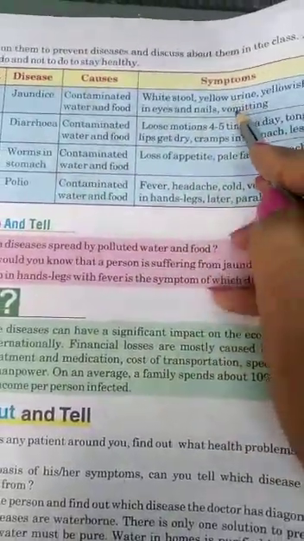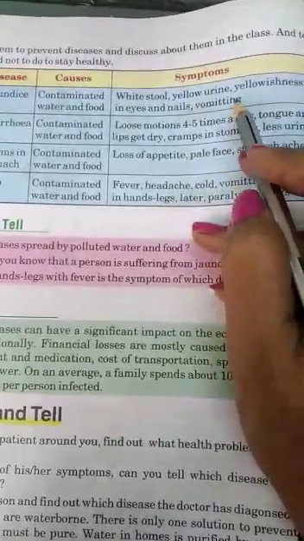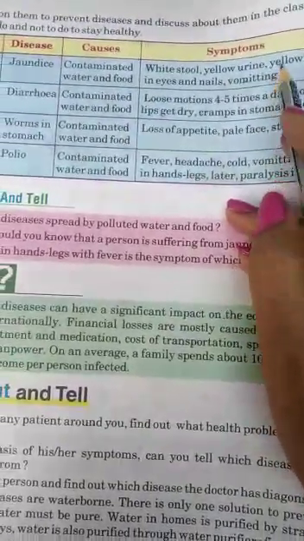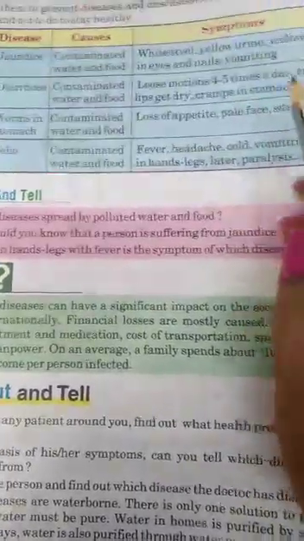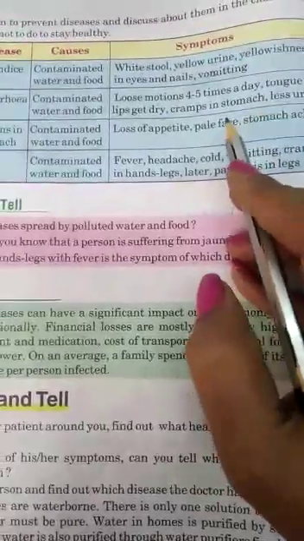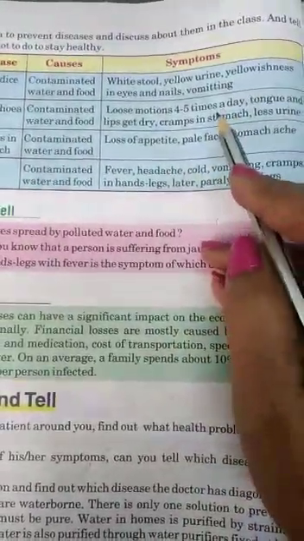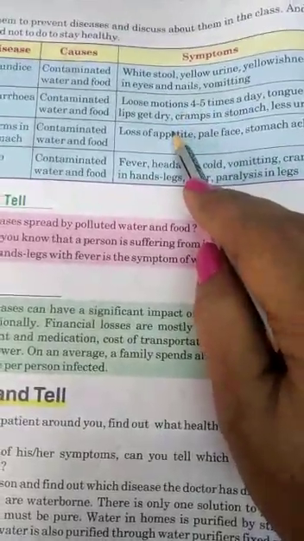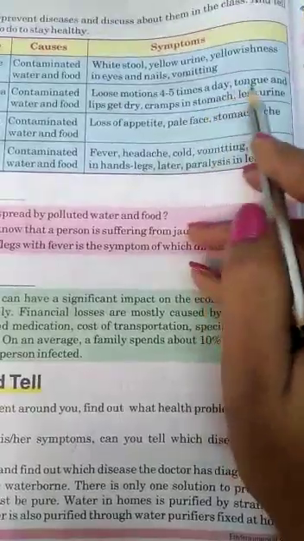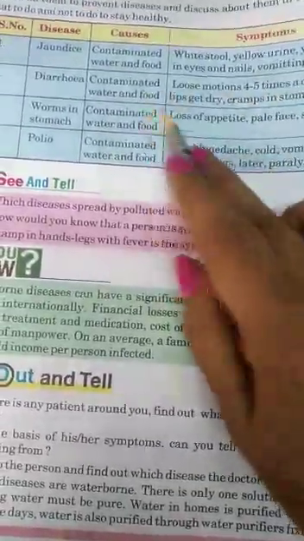What are the symptoms of jaundice? There is white stool and yellow urine, yellowness in eyes and nails, and vomiting. These are the symptoms of jaundice. In diarrhea, there is loose motion 4 to 5 times a day, and your tongue and lips get dry again and again. There are cramps in the stomach, and the urine is less. These are the symptoms of diarrhea.